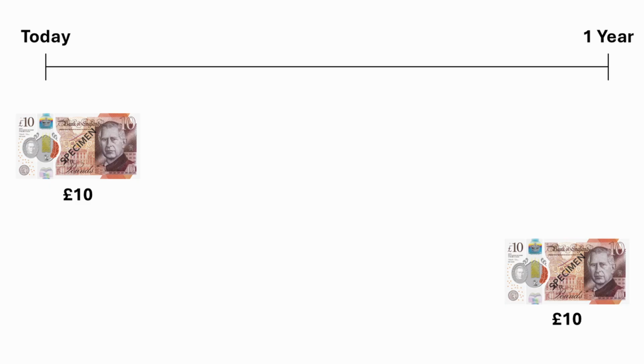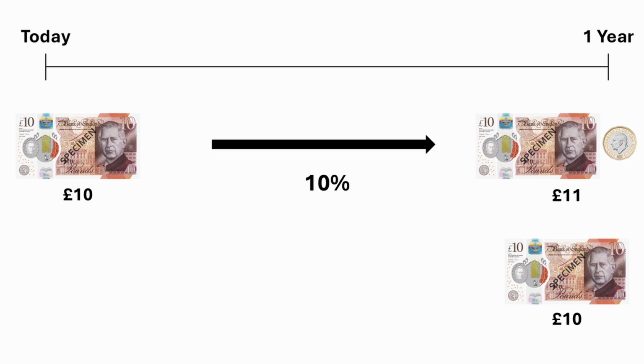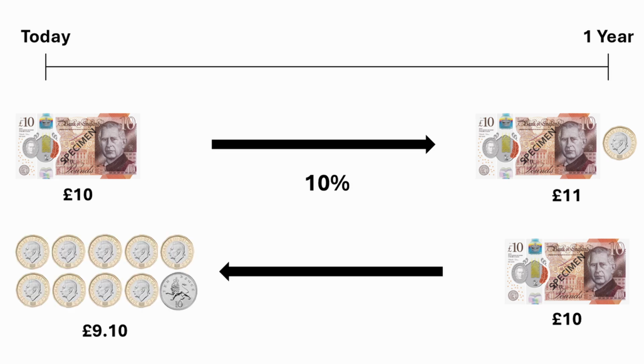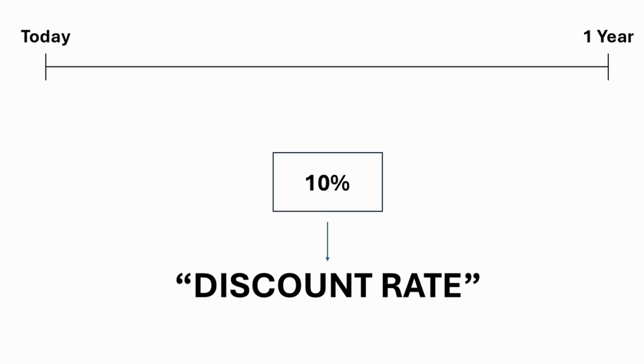Of course, getting £10 in a year is not the same as getting £10 today. If I could get a 10% annual return on investment, then £10 today would be worth £11 next year, but £10 next year would only be worth about £9.10 today. This 10% is called the discount rate, and we use this concept to calculate the value of future cash flows.